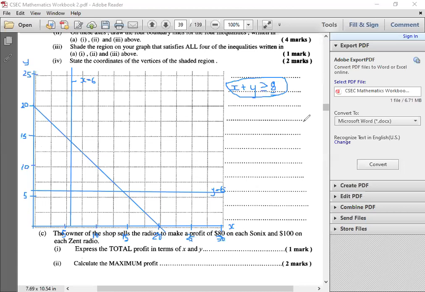Question? Anybody? Any question? So which equation does the diagonal line represent, you said? The equation x plus y being less than or equal to 20. Less than or equal to what? To 20.